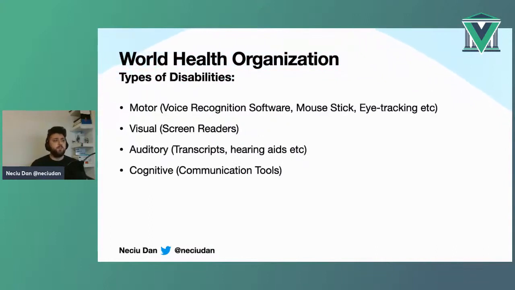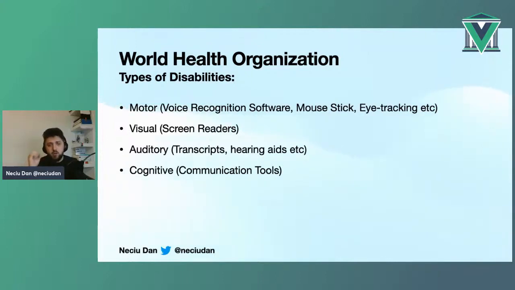So there are multiple types of disabilities, like people with motor disabilities who are using voice recognition software, adaptive keyboards, mouse sticks, and eye tracking software to browse your website. Then we have people with visual disabilities who are using screen readers or braille software. We have people with auditory disabilities who are using hearing aids or sign language or are reading transcripts from your videos. And then we have people with cognitive disabilities who are using communication tools. So we need to make sure that all of them, regardless of type of disability, can browse our product as easily and smoothly as possible.